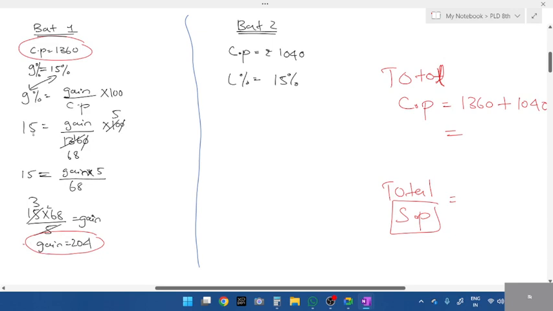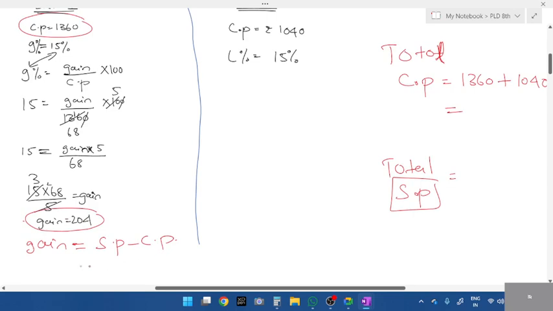Okay, when gain is given, cost price is given, selling price. When gain is given, use the gain formula. What is the gain formula? Gain is equal to SP minus CP. Can we use this formula to find SP? Yes. The gain value is 204. So this 1360 goes to the other side and becomes plus. Calculate the selling price, write the selling price here.